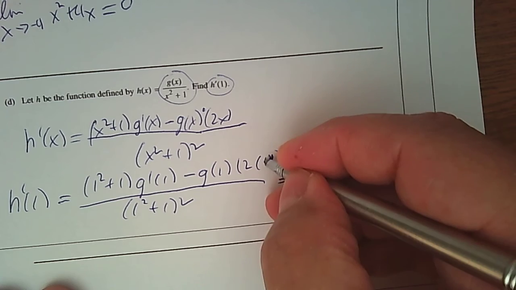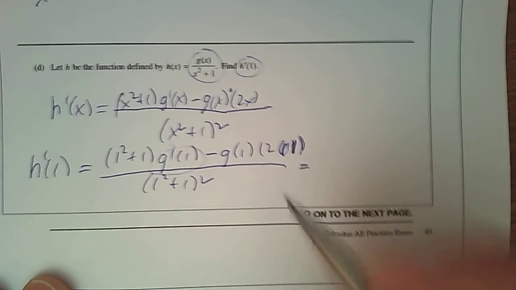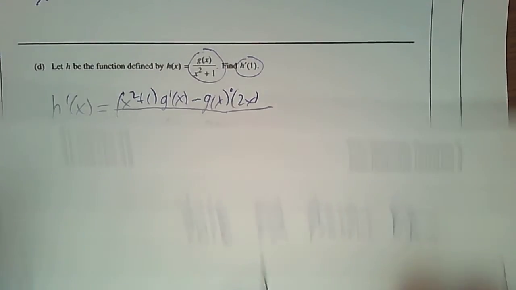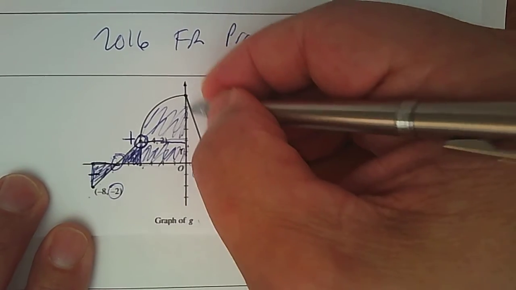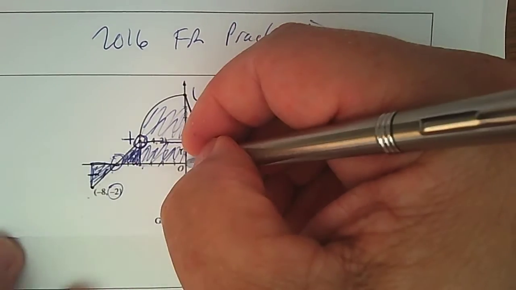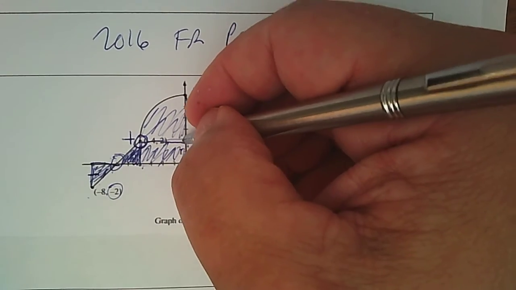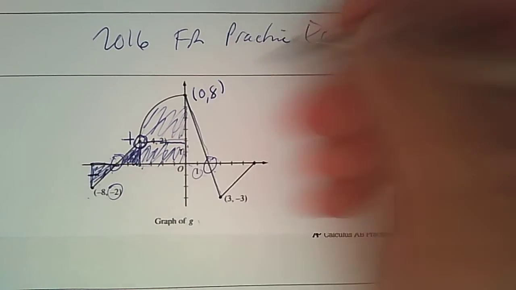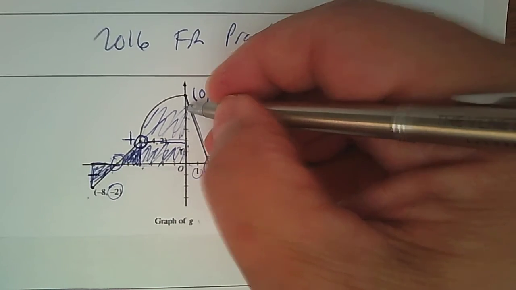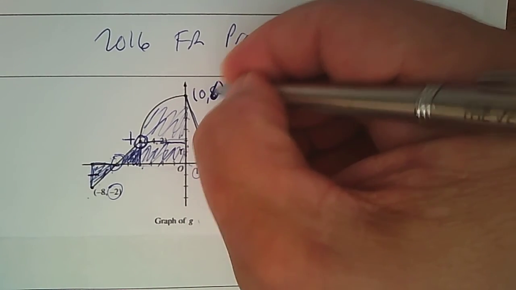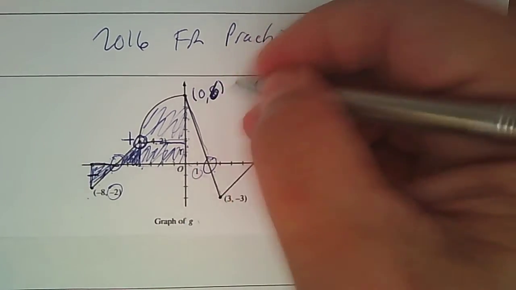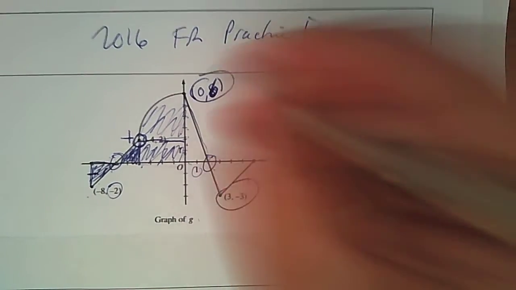Now, some things you don't have to simplify, and some things you do. So this right here, the derivative at 1, you need to find it. So at 1, what's the derivative of g? So at 1, what's the slope of this line? So this point up here is 0 and 6. This point down here is 3 and negative 3.